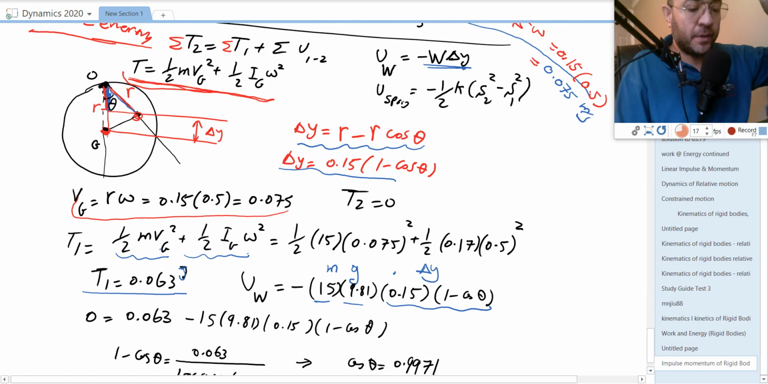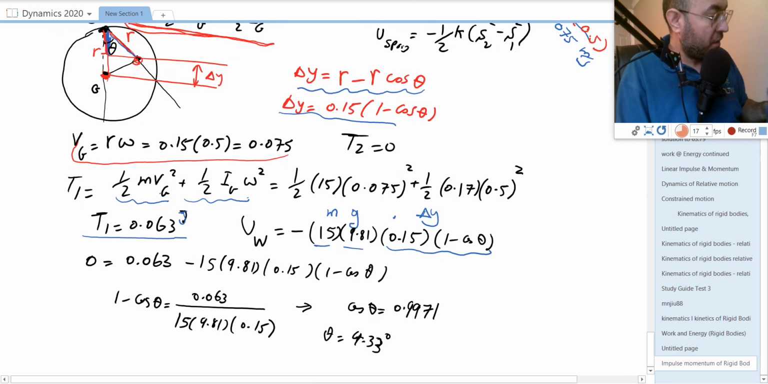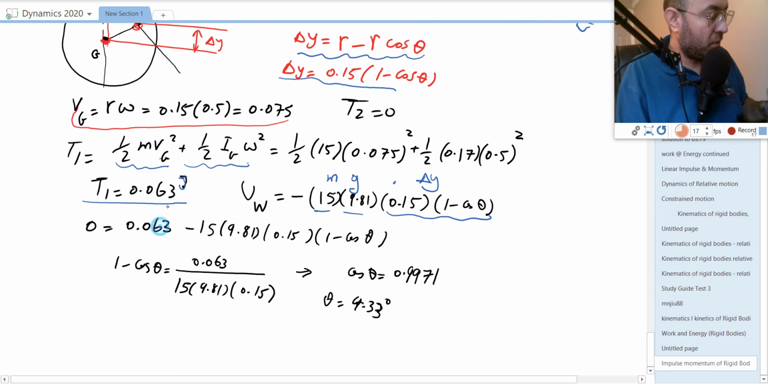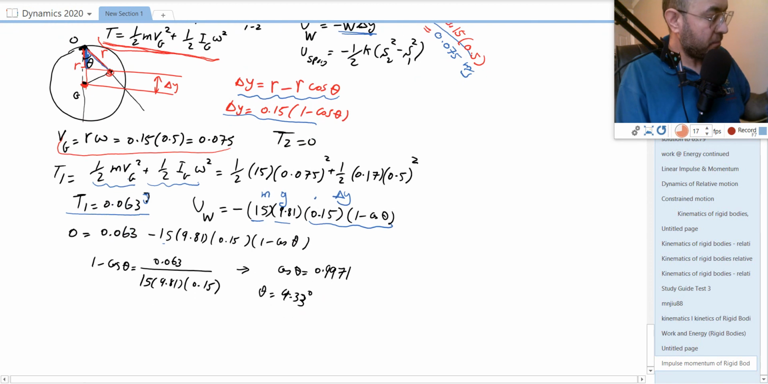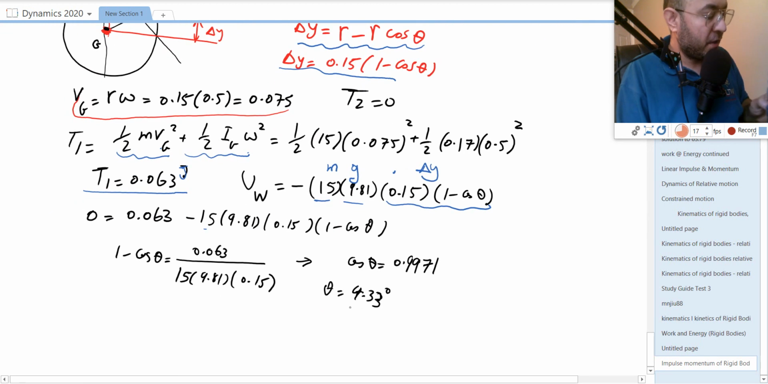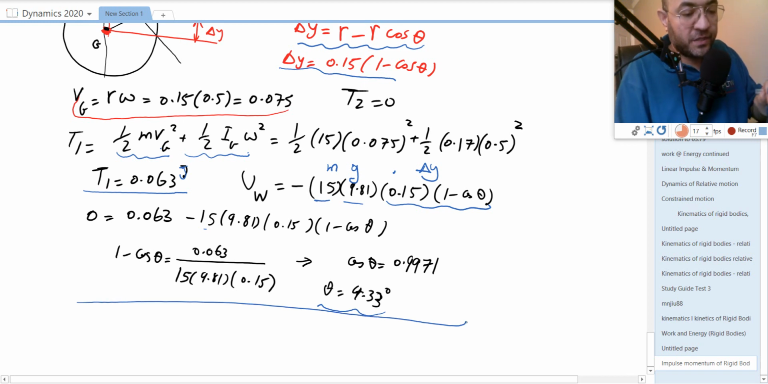When we are going up, delta Y is positive, but the overall work is negative. The reason is that you are going up where gravity is down. The force is down, the displacement is up, so the work from gravity becomes negative. If you put everything in this equation, we have T2, which is 0, T1 is this much, minus 15 into 0.15. And overall, when you finish your calculation, you're going to get theta as 4.33 degrees.